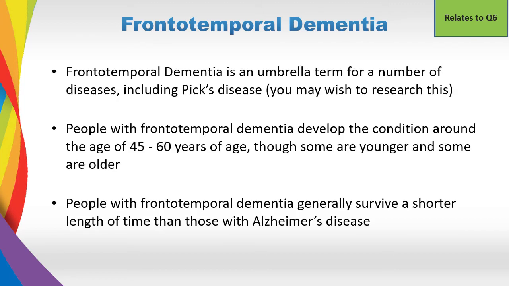So frontotemporal dementia is an umbrella term for a number of diseases which can include Pick's disease, so you may wish to research this if you want to know a bit more about that. With frontotemporal dementia, people tend to be quite a bit younger, so they tend to develop the condition around 45 years to 60 years of age, although some people can be younger and some may be older. The thing with frontotemporal dementia is that people don't survive as long. They generally survive a shorter length of time than those people who have Alzheimer's disease.